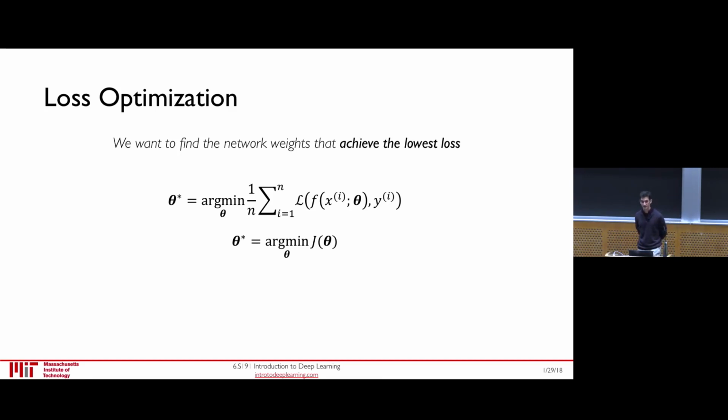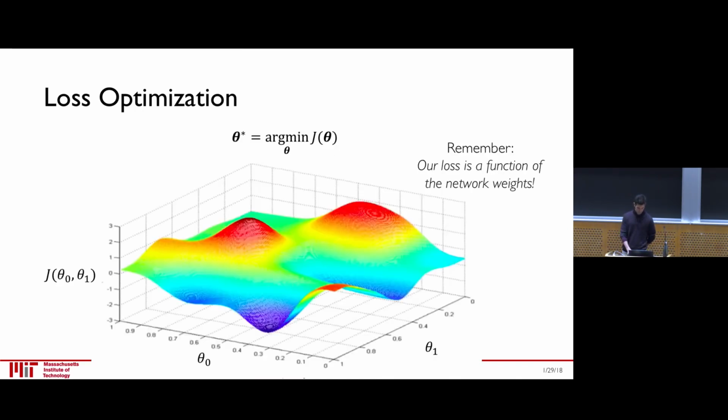Really, we want to find the set of parameters theta such that that loss, J of theta, that's our empirical loss, is minimum. So remember, J of theta takes as input theta, and theta is just our weights. So these are the things that actually define our network. Remember that the loss is just a function of these weights.